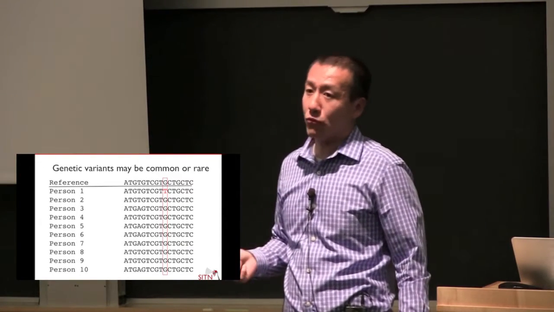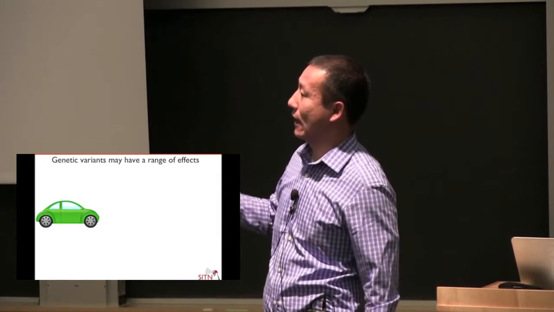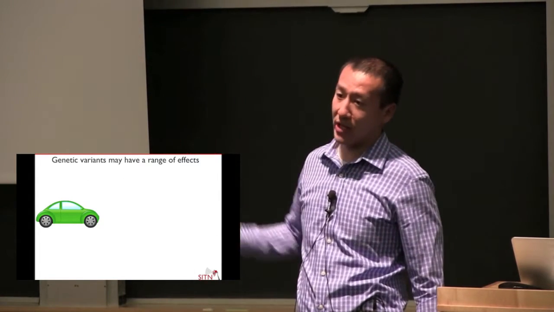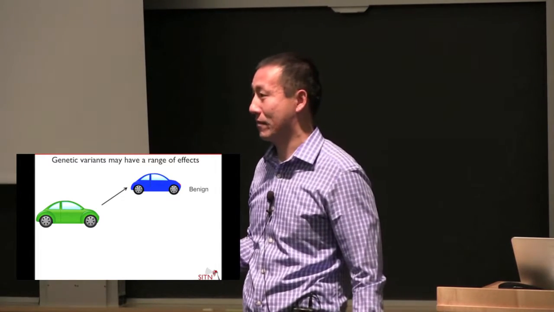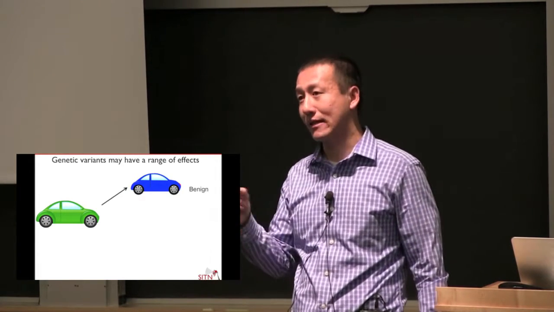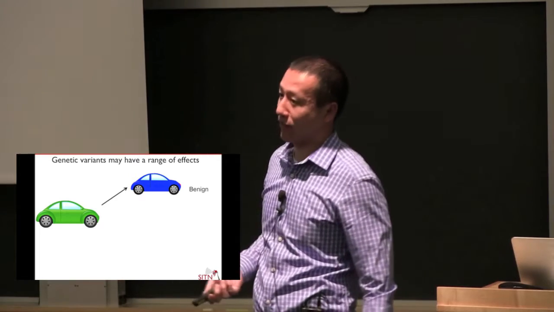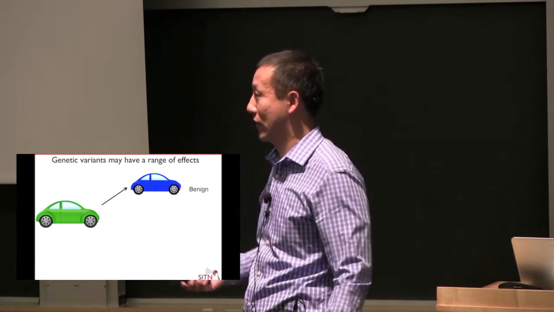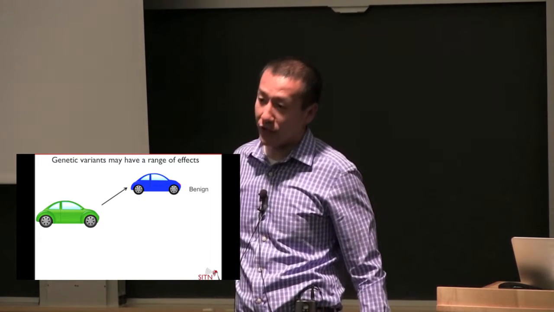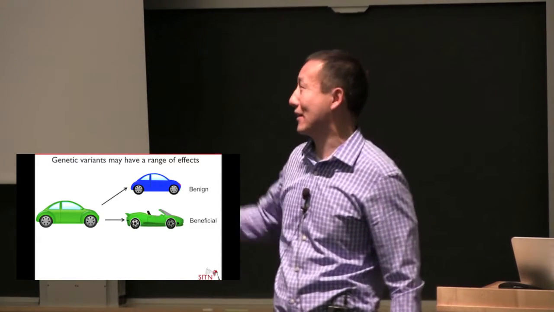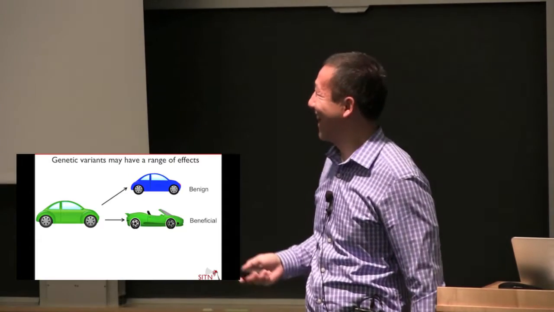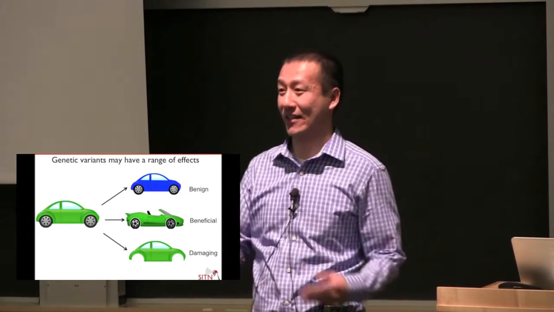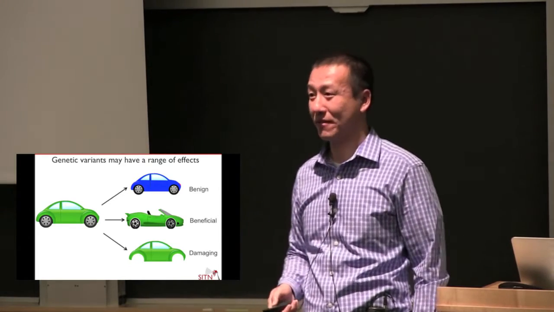And genetic variants can have a wide range of effects. So if I say the green car here is normal, the vast majority of genetic variants in the population, 99.9% of them, are completely benign or have really tiny effects. So you can imagine a genetic variant that changes the color of the car from green to blue has absolutely no consequence for the function of the car. And some genetic mutations are actually beneficial for you. They can make this car go a little bit faster or something like that. And there are also some genetic mutations that are damaging. This often occurs in the context of disease, which we'll talk about in the next section.